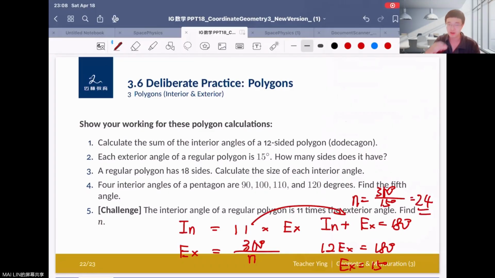So that's for today's lesson. We already learned about interior and exterior angles. I hope you can try to solve such problems. You can clearly understand how to calculate the interior and exterior angles, and find the number of sides.